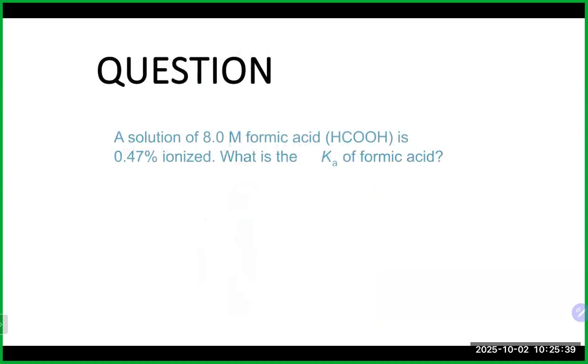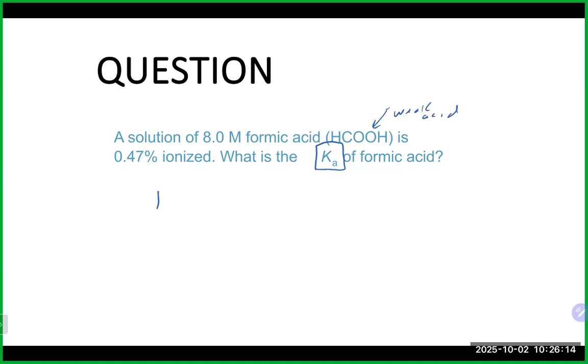Now, if we look at a question like this: a solution is 8 molar formic acid and is 0.47% ionized, what is the Ka value? So another application that we could use percent ionization for is a problem like this, since they gave us our percent ionization. If we want to know what the Ka value was here, we could roll through the calculation like normal. We have a Ka we're looking for, so clearly this is a weak acid.